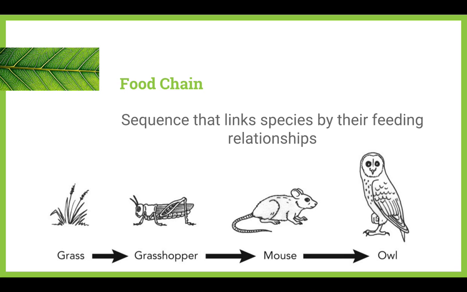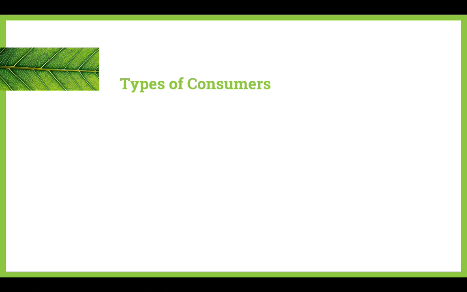So a food chain is kind of like what we just saw there. The sun would provide energy to grass. The grasshopper eats the grass. The mouse eats the grasshopper, and the owl eats the mouse. So that's a food chain. It's a sequence of links of species linked by their feeding relationship. So everything is linked together based on what it eats.